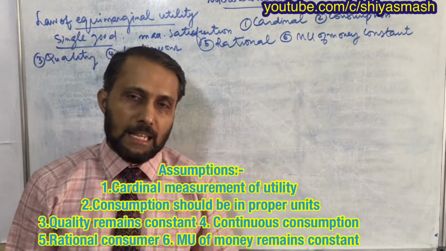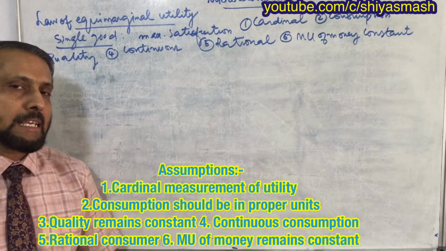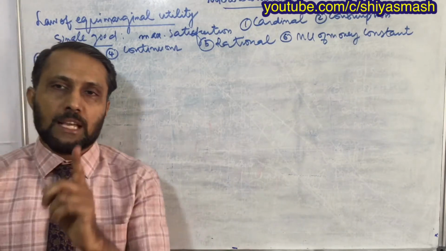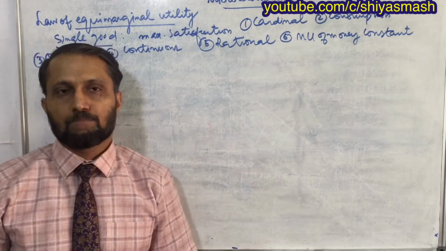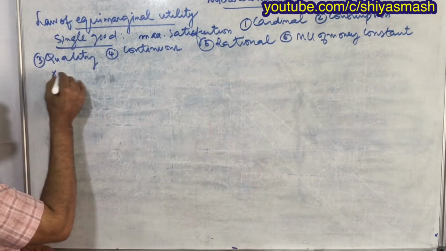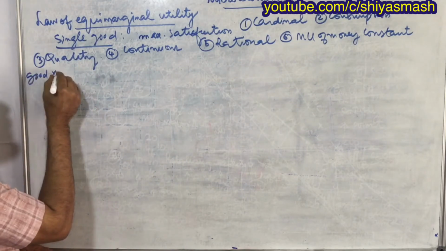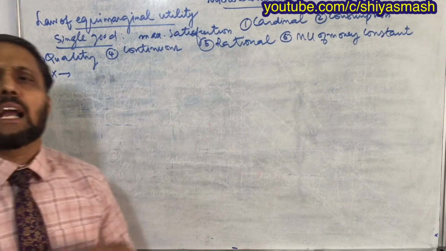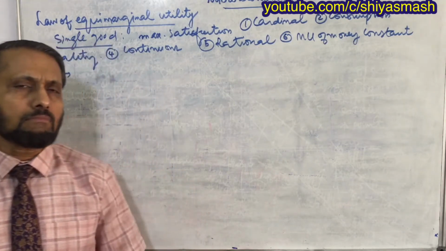Clear? Considering this, let's analyze. Suppose a consumer purchases one commodity in the market. A consumer purchases commodity X, or good X, in the market according to the price.